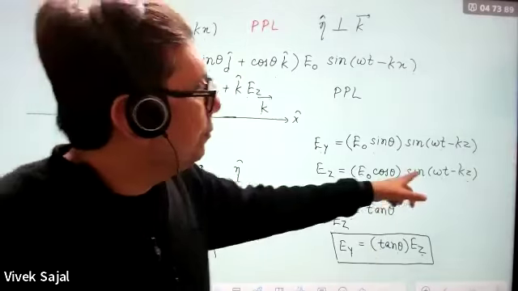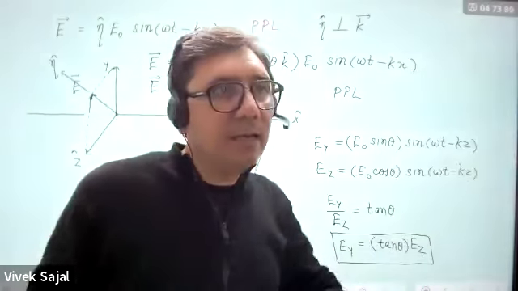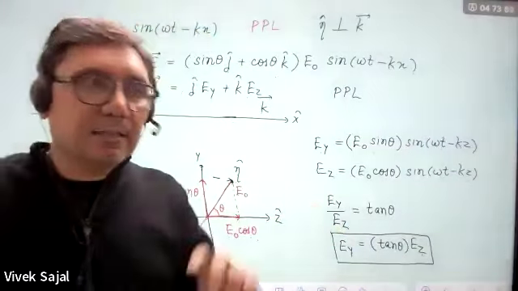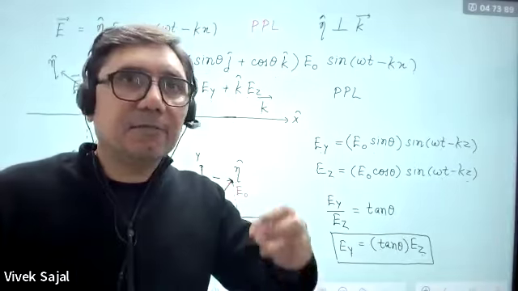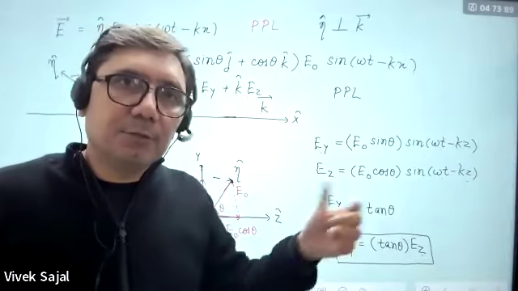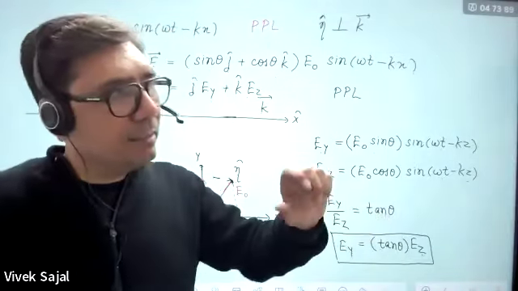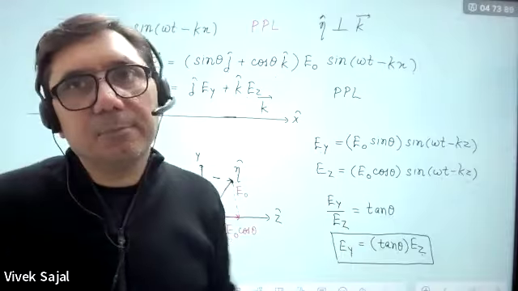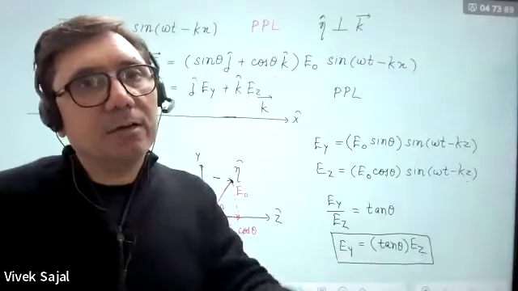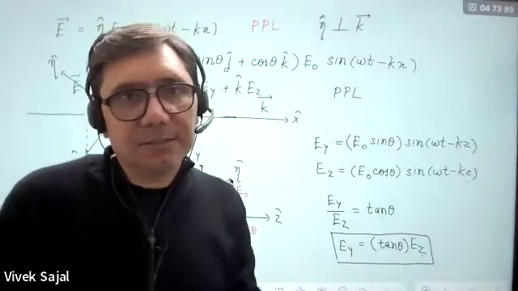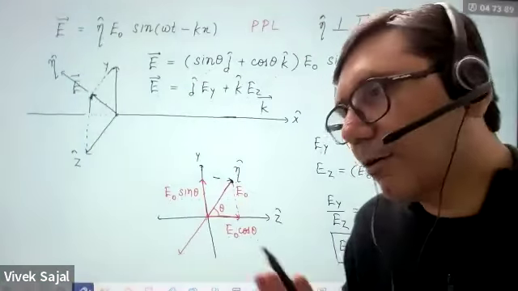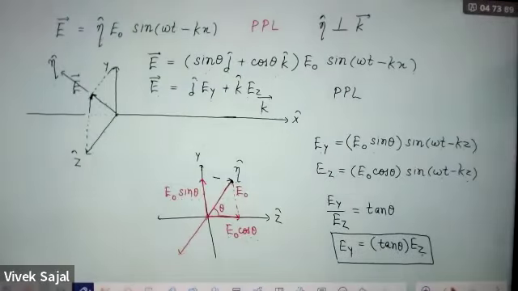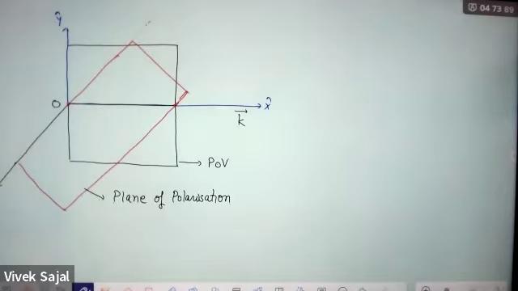If I introduce some phi here and start changing it, then you will find different types of polarization. If phi is equal to 0, you get plane polarized light. If you change phi, you may get elliptically polarized light. You may get circularly polarized light also. I will come to that. But not unpolarized. So I'm showing you all the slides here.